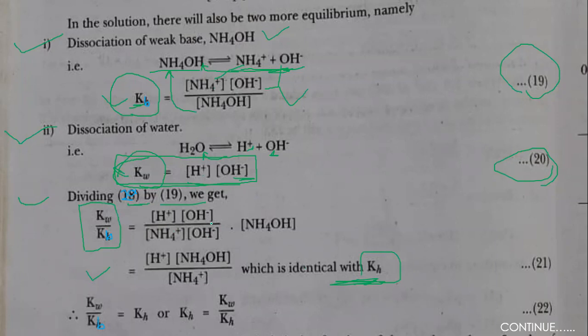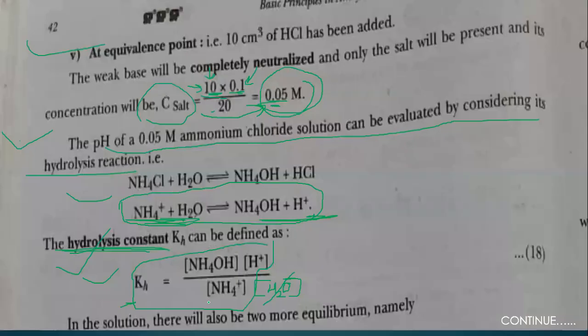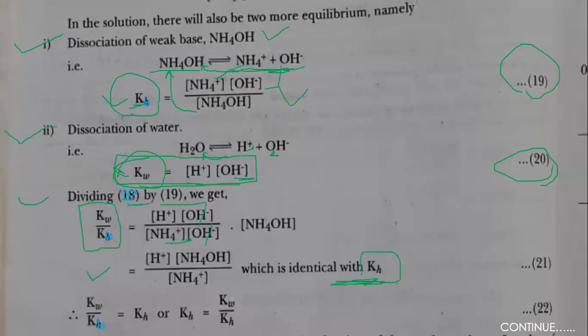See now, what happened? If you divide the equations, OH will get cancelled, so H plus into NH4OH upon NH4 plus. So this is what the equation is. Therefore, here you can see Kh is equal to the concentration of NH4OH into the concentration of H plus ion upon the concentration of NH4 plus. Same here. So that is equal to Kw upon Kb, right? And that is Kh. Okay, this is what we have.